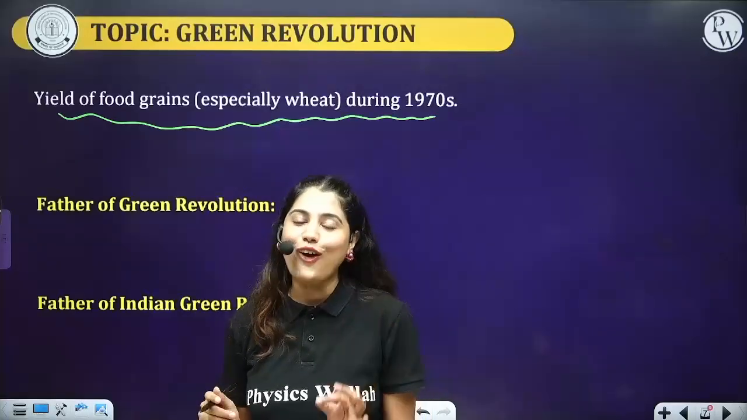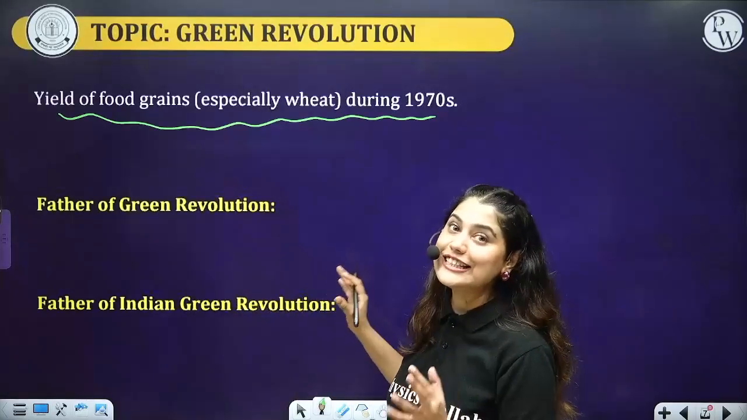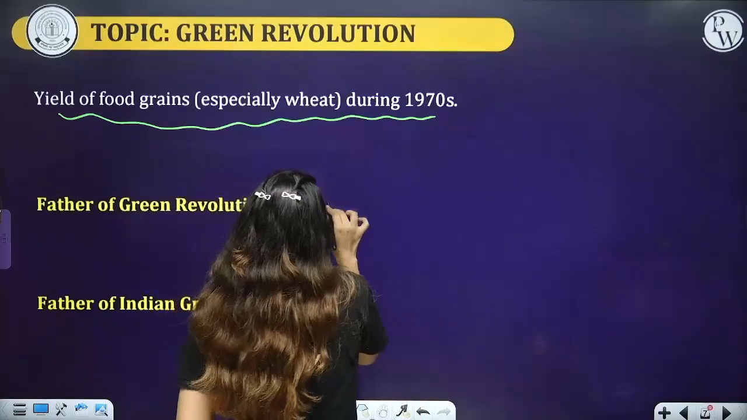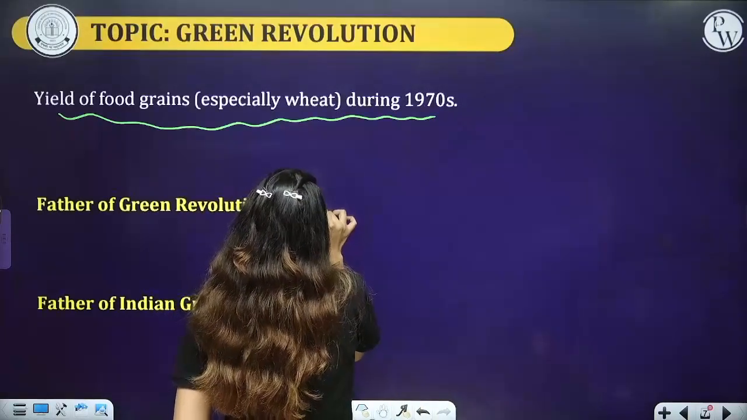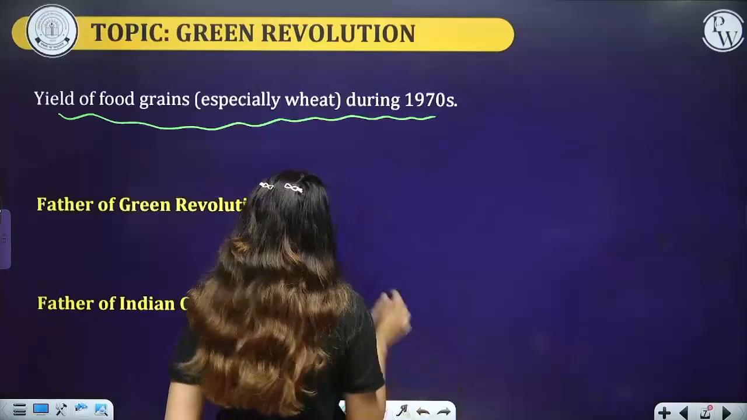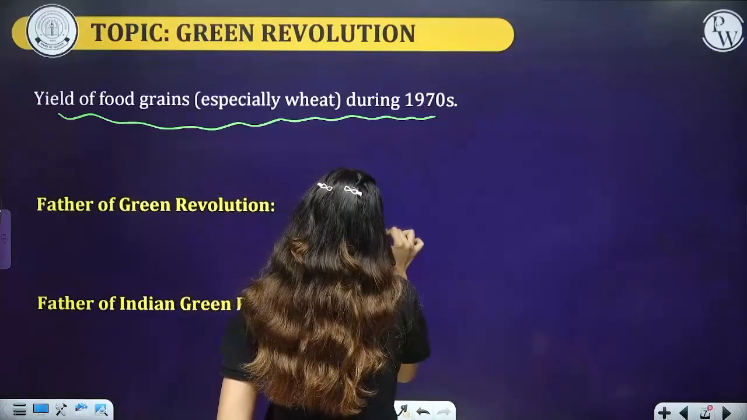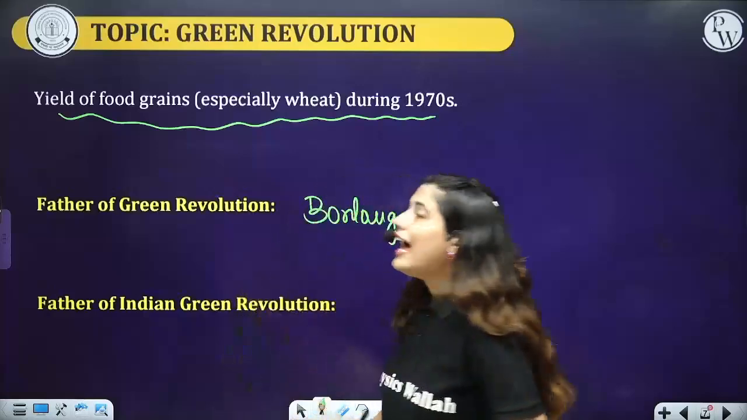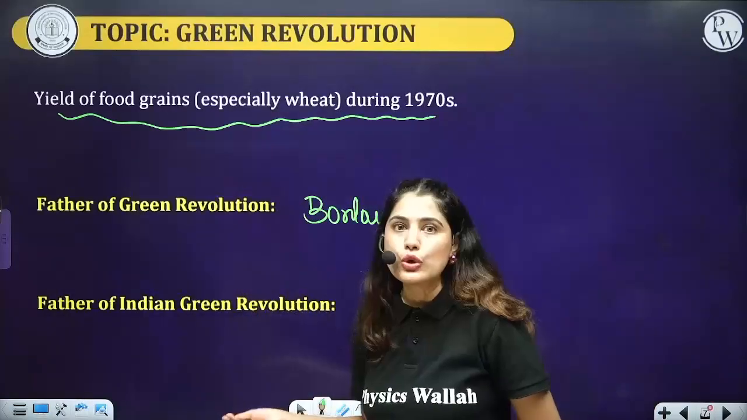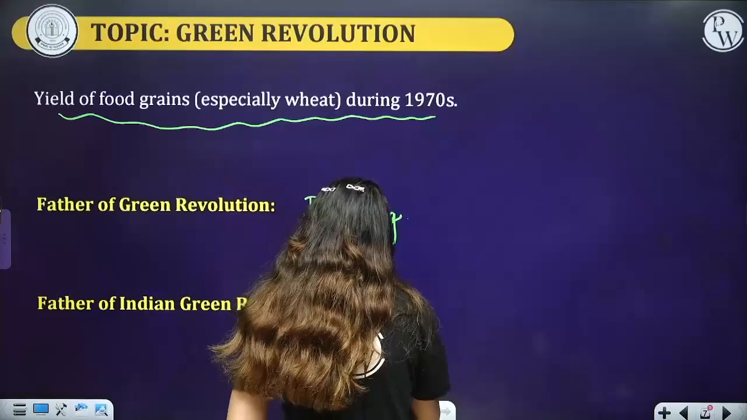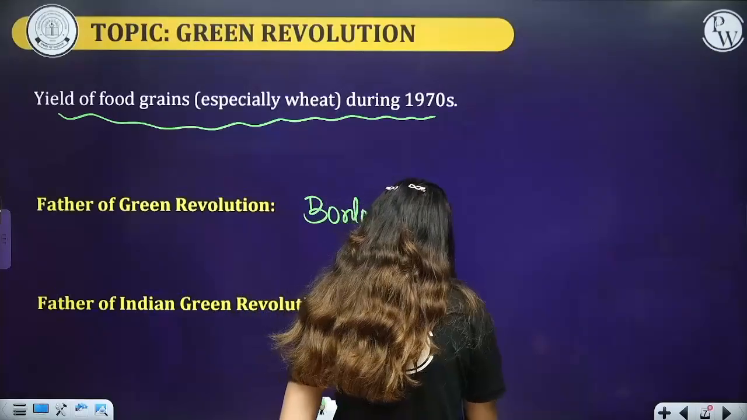That was because of the father of the green revolution, Dr. N.E. Borlaug. Mr. Borlaug, right? And yes, in India also the food grain production increased, and that was because of Mr. M.S. Swaminathan.